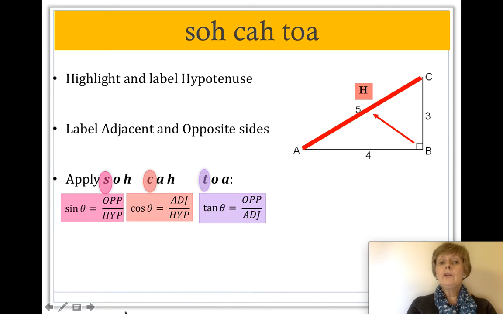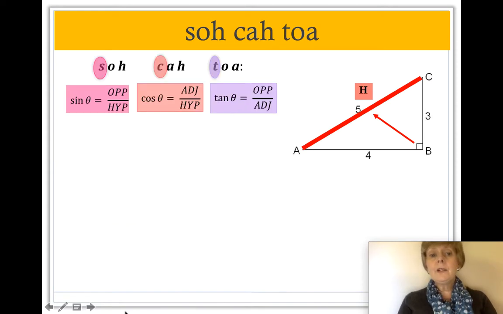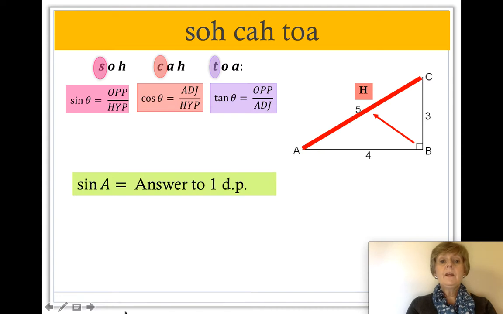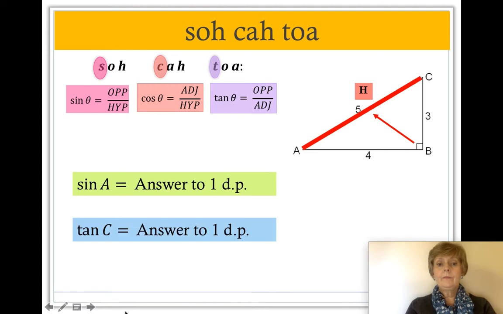We are now going to apply these three functions in one of the diagrams. Using your calculator, you are now going to enter the answer for sine A accurate to 1 decimal place. Then you answer tan C, once again accurate to 1 decimal place.